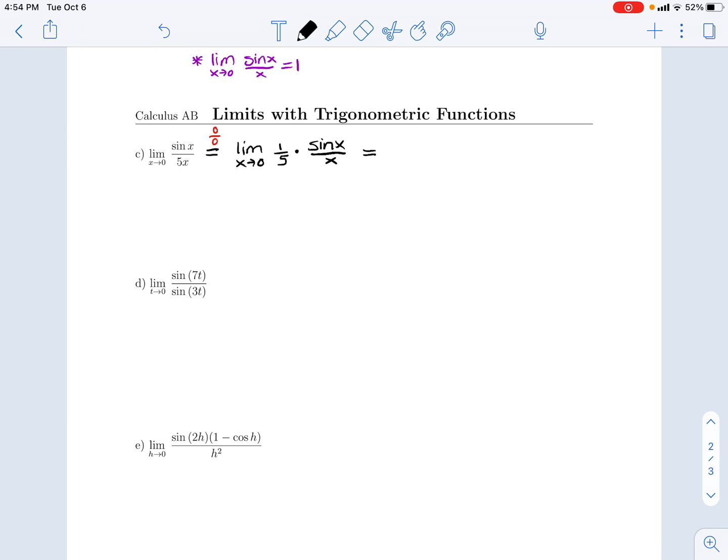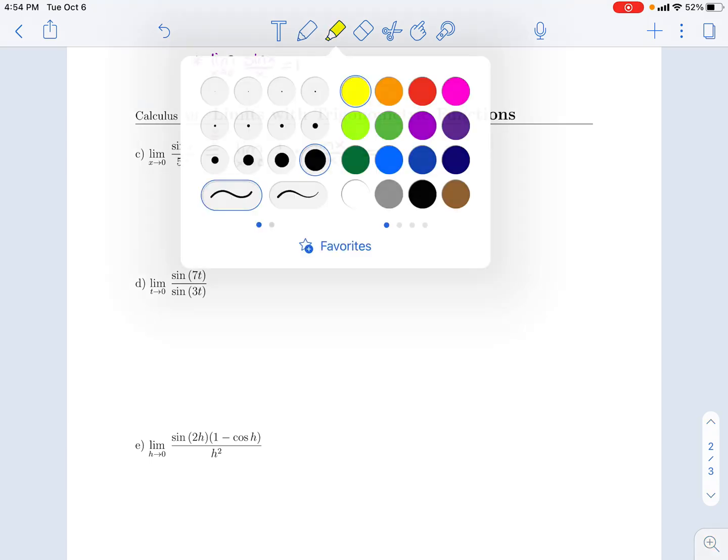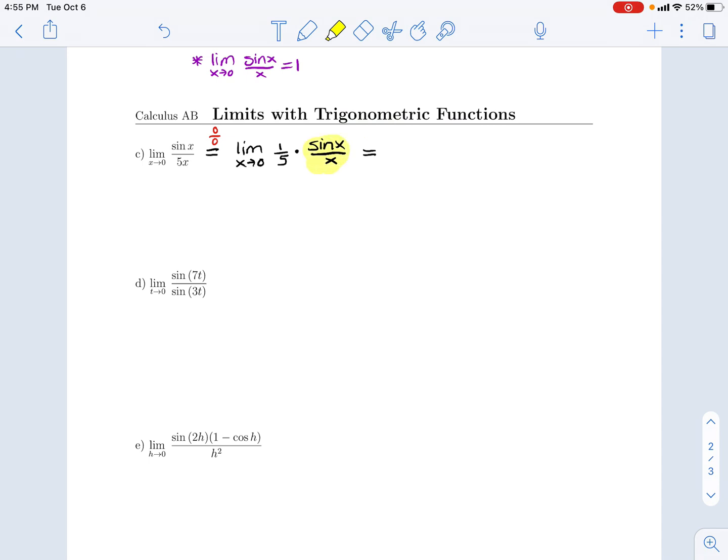Well, you guys might just pick up on this at this point and say the answer is just going to be 1/5, because it's going to be 1/5 times 1, because I have the limit as x approaches 0 of sine of x over x, which is just 1. I'm going to use the properties of limits to solidify what I'm talking about, because it might not be as obvious to everyone that when I see sine of x over x, the limit as x approaches 0 of that is 1, and so I can do 1/5 times 1.